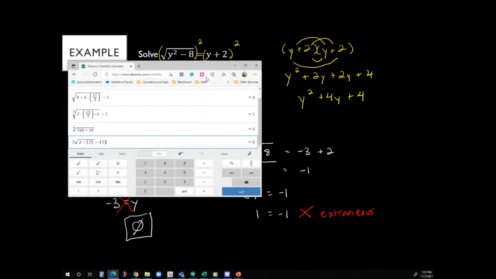And we can use Desmos to verify this. So we have the square root of y squared, and y is negative 3, and minus 8. And so the left side gives us 1, and then on the right side we have y plus 2. y is negative 3, so it's negative 3 plus 2. And you can see the right side gets you negative 1. So the left side and the right side are not equal. And so this is not a solution.